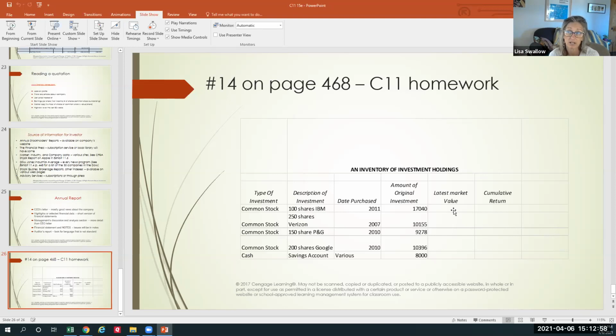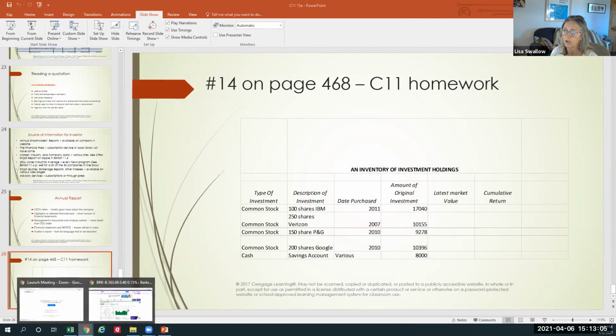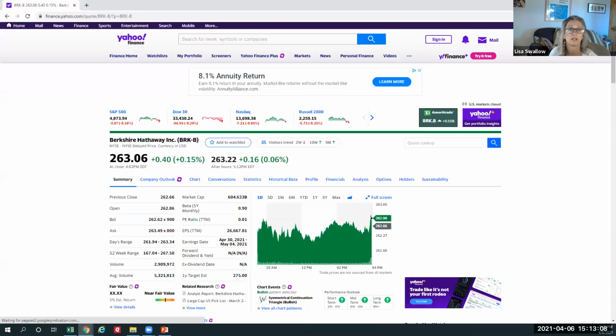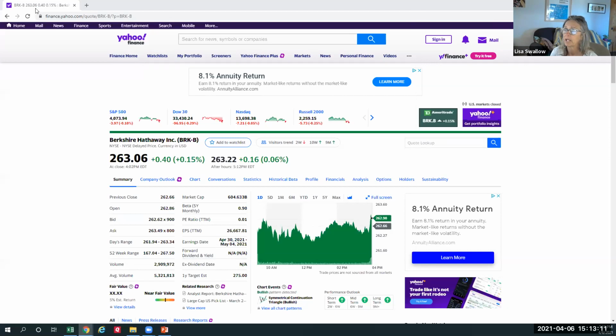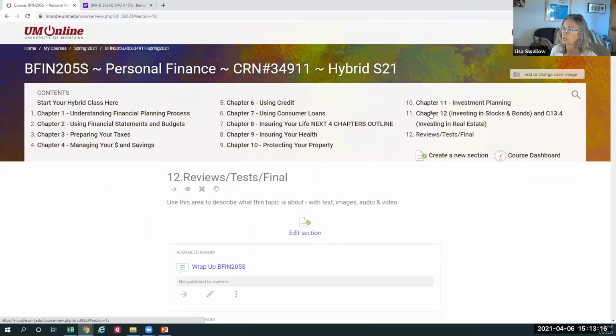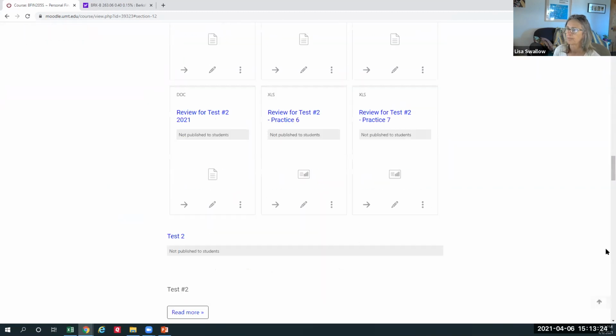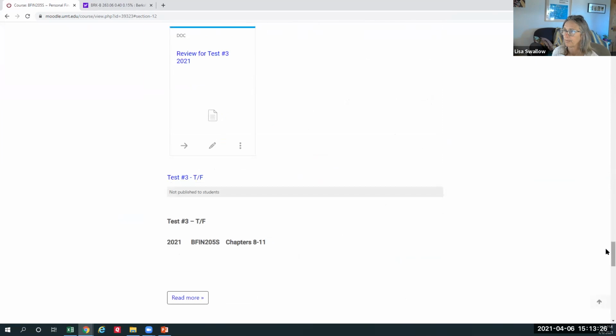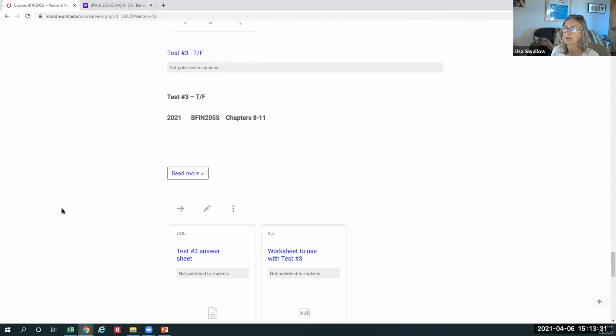Now, let me just take you in the last couple minutes and show you, again, it's one of these wonky things where you've got more than just one piece of paper. So of course you're going under section 12, reviews, tests, final. And again, this isn't open because it's only Tuesday. I'll open it late Wednesday night. But you'll open the test itself, right?